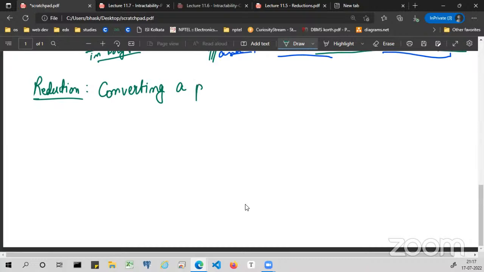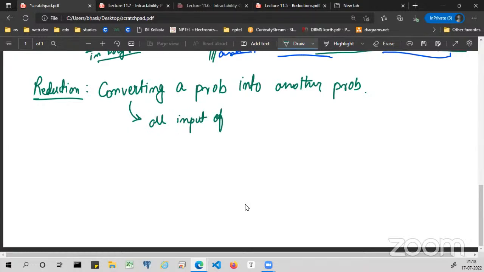Converting a problem into another problem. Now, why would you do so? When you are converting a particular problem into another problem, what do we mean by that? The meaning of conversion here is that all inputs of, let's say, the first problem, problem A, to another problem, problem B, all inputs of A are transformable.